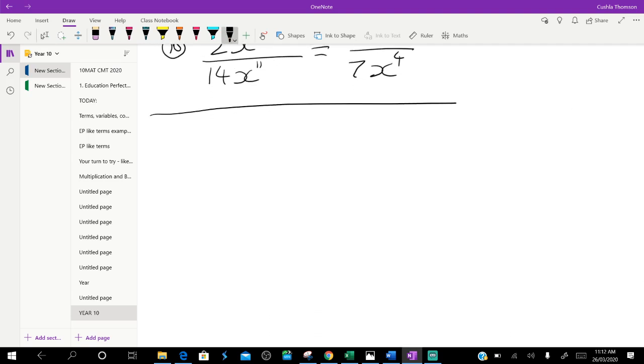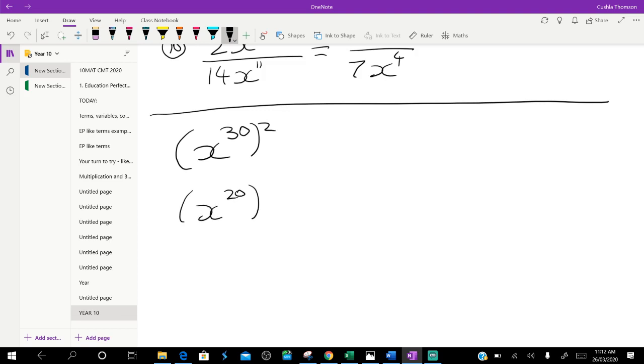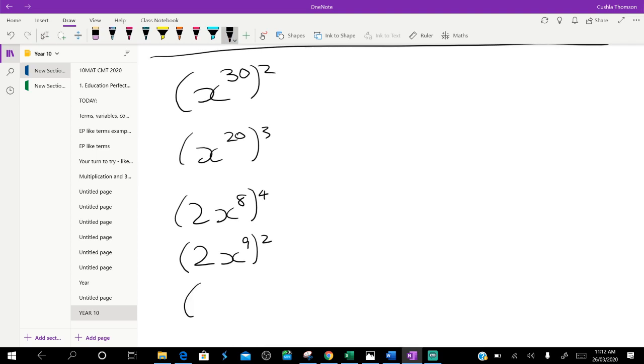Right, we're going to start backwards. I want you to look at this. x to the power of 30 squared. x to the power of 20 cubed. 2x to the power of 8 to the power of 4. 2x to the power of 9 squared. We're going to do a whole bunch of these so we get really fast. 3x to the power of 4 squared. Right, so in your book, do those 5.